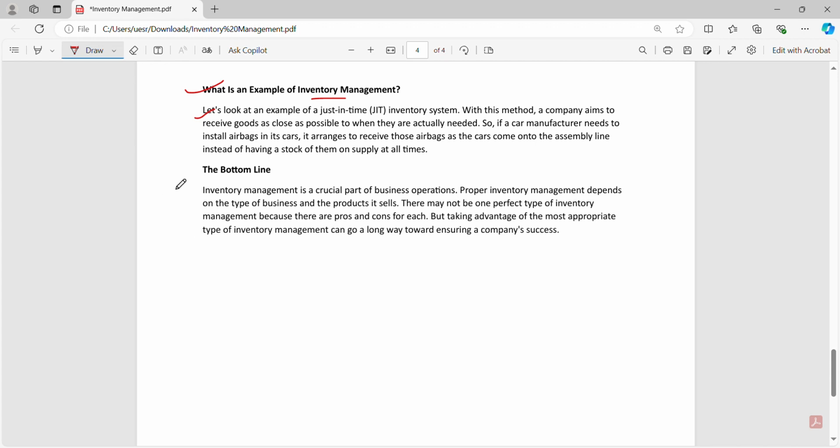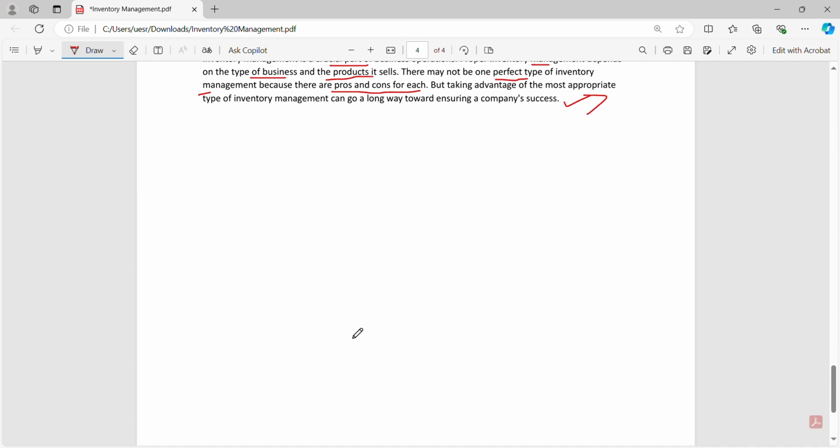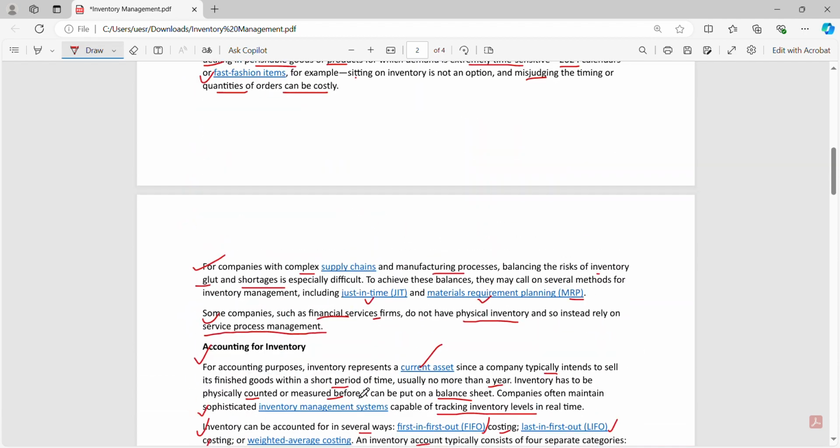The bottom line. Inventory management is a crucial part of business operations. Proper inventory management depends on the type of business and the product it sells. There may not be one perfect type of inventory management because there are pros and cons for each. But taking advantage of the most appropriate type of inventory management can go a long way toward ensuring a company's success. So this was all about inventory management.